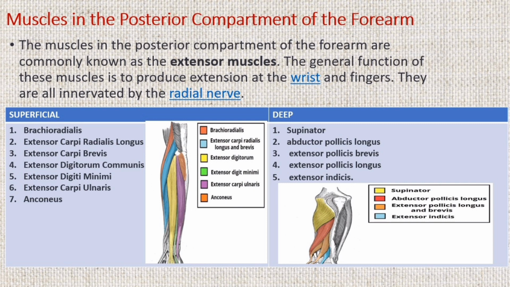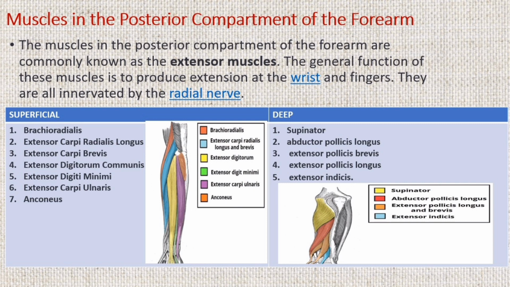Attachments. Originates from the proximal aspect of the lateral supracondylar ridge of humerus, and attaches to the distal end of the radius, just before the radial styloid process. Actions. Flexes at the elbow. Innervation. Radial nerve.